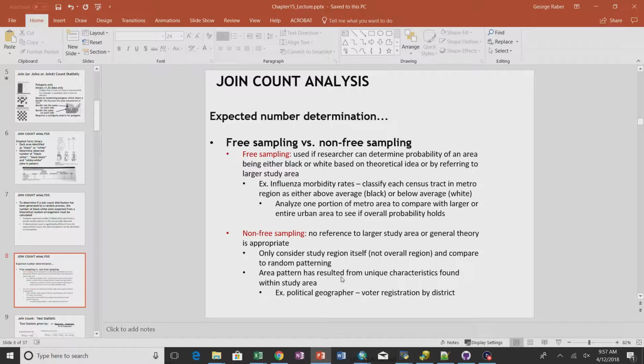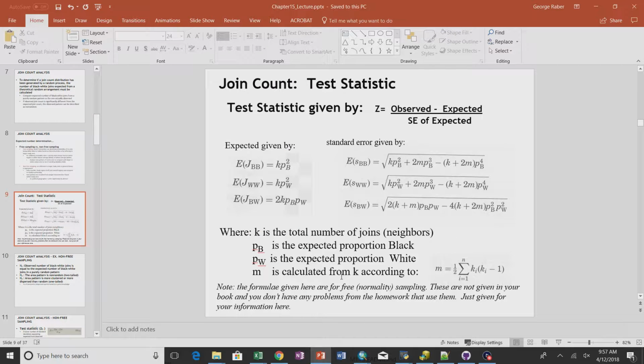The book actually doesn't go over the math for the free sampling technique. So this is the free sampling technique formula. Your book doesn't use this, and so all the examples are from the non-free side. The math is actually a little bit simpler for the non-free normality sampling. But in both cases, this is the test statistic. It's kind of familiar. You've got an observed and an expected value, and you subtract the observed from the expected, and you divide that by the standard error of the expected.